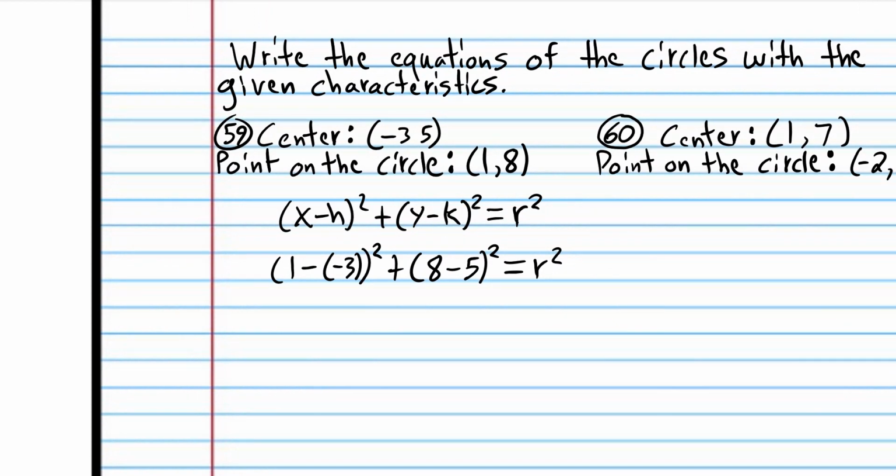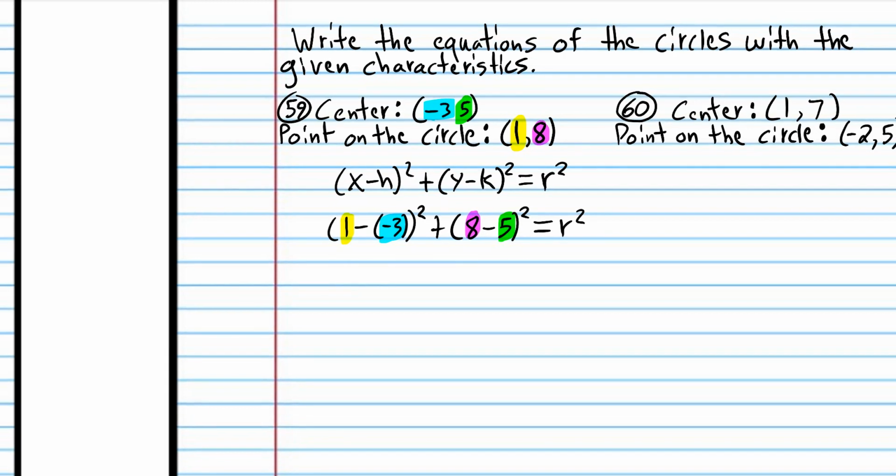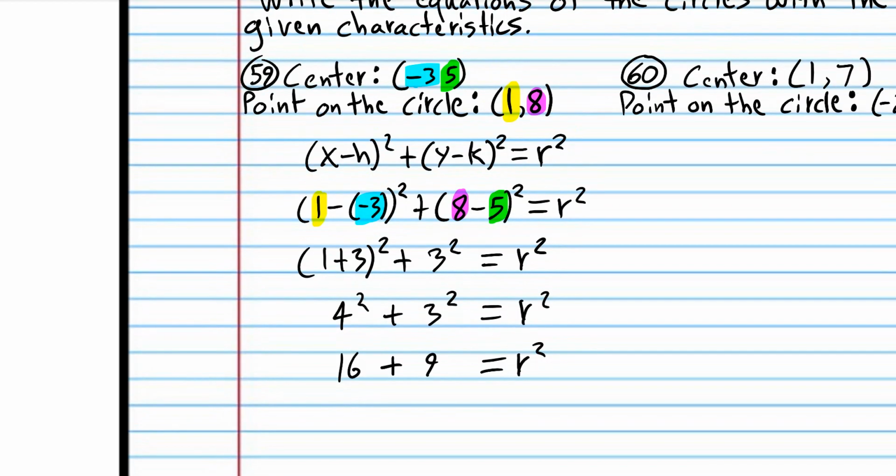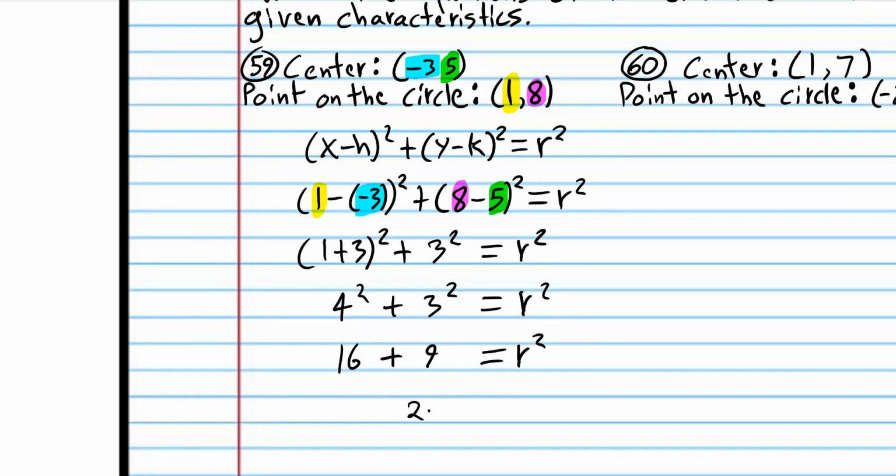So I just want to color code this just so you see what's going on here. So that's where that stuff came from. So now we have 1 plus 3 squared, and 8 minus 5 is 3. I didn't really need parentheses on that 3, but 1 plus 3 is 4 squared. Then you get 16 plus 9, which is 25.